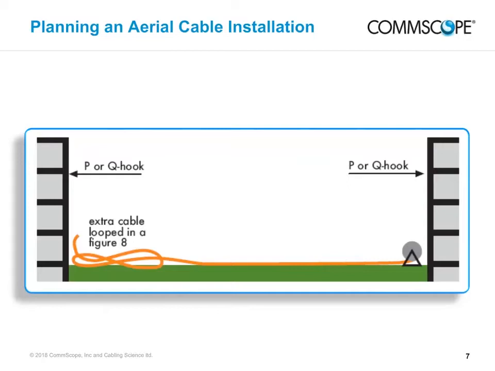Use a P or Q hook used in CATV installations screwed through or bolted into a wall or other structural element. The hook will have to support the hanging weight and tension of the cable under storm conditions, so be sure it's securely attached and the proper size and rating.